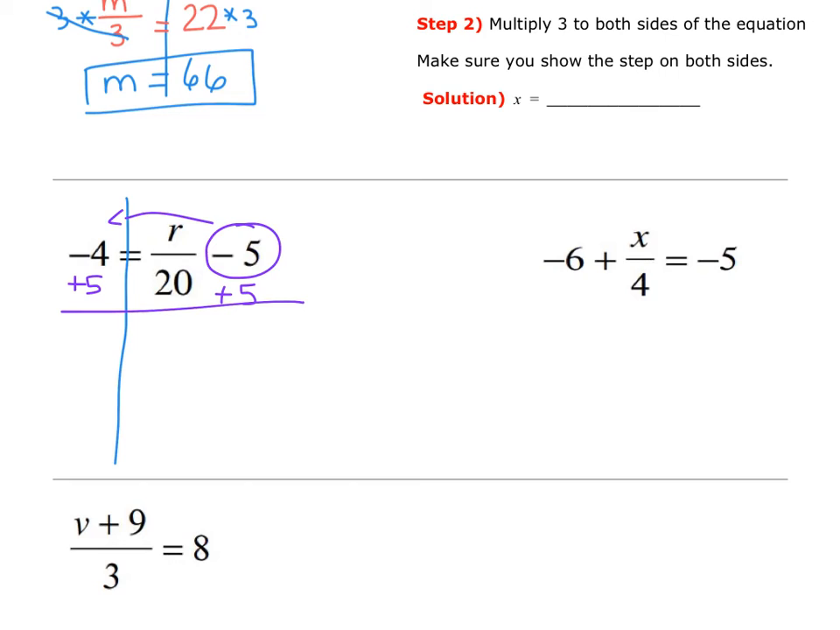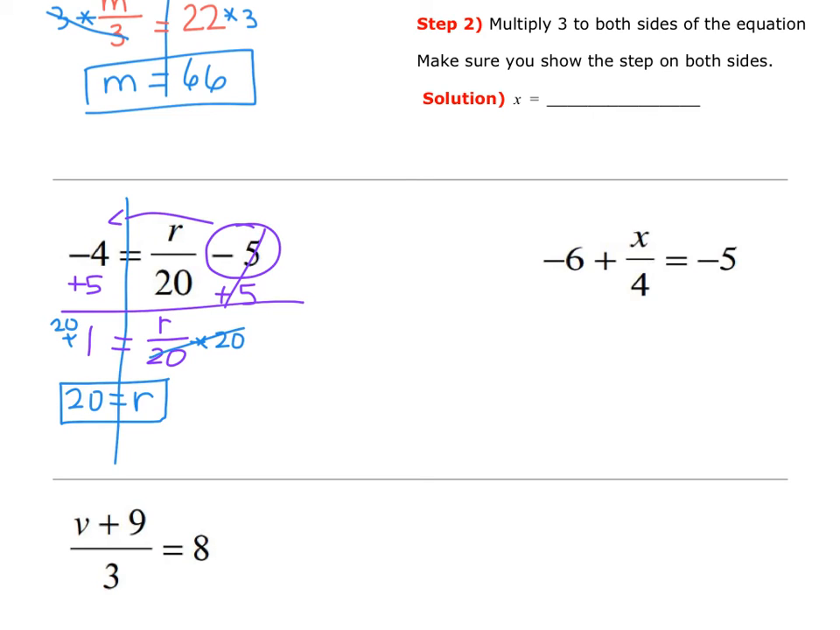On the left side, -4 plus 5 gives you 1 equals, bring down the r divided by 20. And last step, looking at the side that has the variable, r is being divided by 20, so the inverse of dividing is multiplying. So multiply by 20 there, multiply by 20 here, and 20 will equal r.